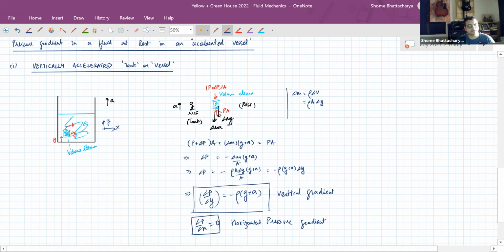So hence we get delta P as a negative quantity. Pressure decreases as you're going up in the vertical direction. It's very similar to the derivation of pressure gradient we had done in the first lecture of hydrostatics. The only addition is the pseudo force because we are now in a non-inertial frame.